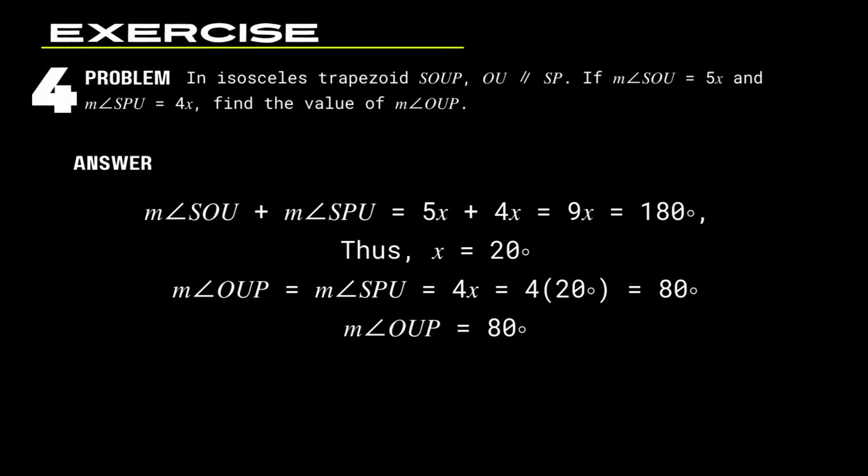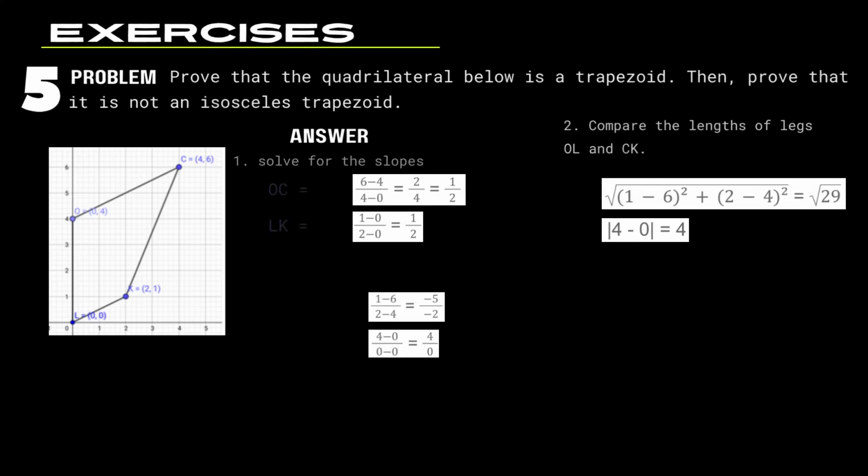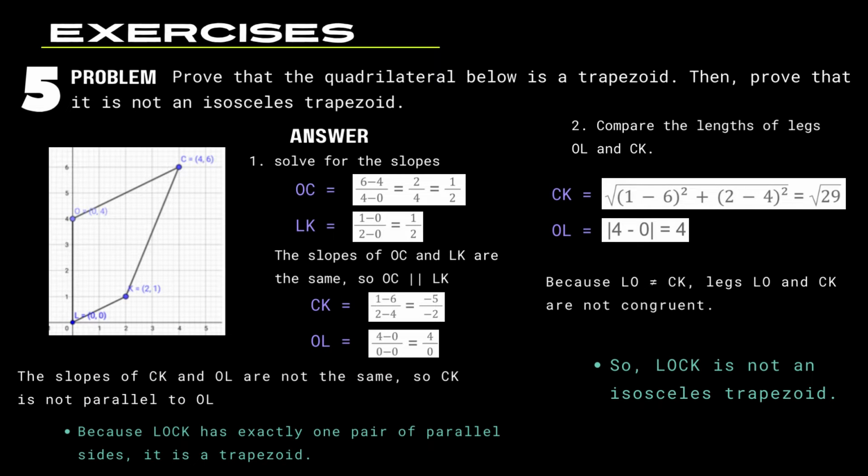And now, since SOUP is isosceles, the measurement of angle OUP is equal to the measurement of angle SPU, that is equal to 4x. And then we substitute the value of x to 20 degrees. We'll now have 4 times 20 degrees, and that will be equal to 80 degrees. Therefore, the measurement of angle OUP is 80 degrees. And problem 4, solved.